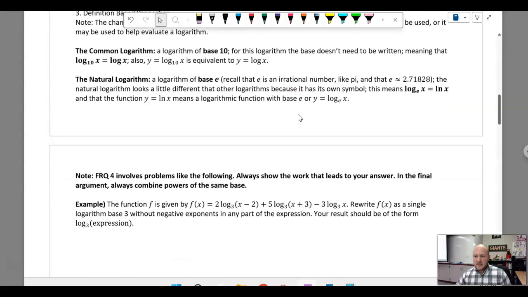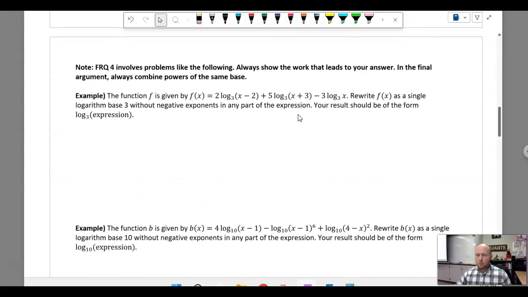So let's go ahead and dive into today's lesson, where we're going to look at questions that pop up on FRQ 4. And FRQ 4 has a section where they want you to rewrite expressions, exponentials, logarithms, and so we're going to go ahead and look at some of those questions and how they appear, okay?